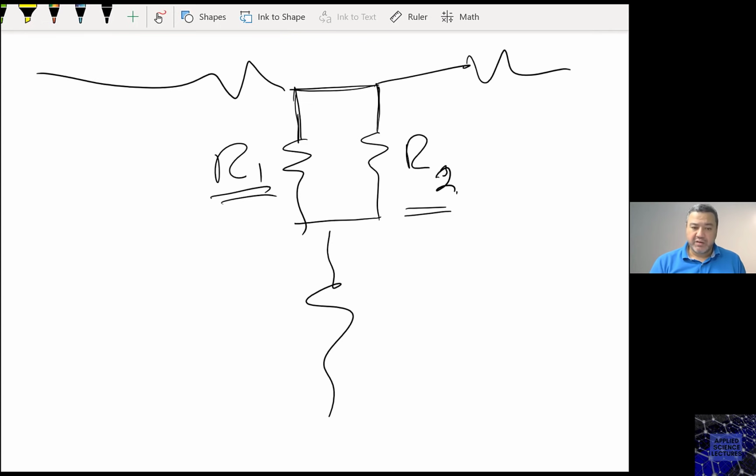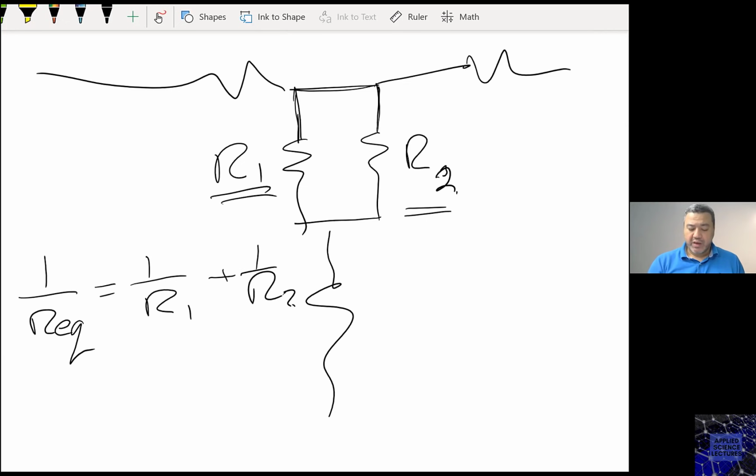And what is the expression that allows me to calculate the equivalent resistance for two resistors in parallel? It is 1 over R equivalent, so the inverse is the summation of the inverses: 1 over R1 plus 1 over R2. If I have more resistors, like R3, then basically I can add it as 1 over R3.